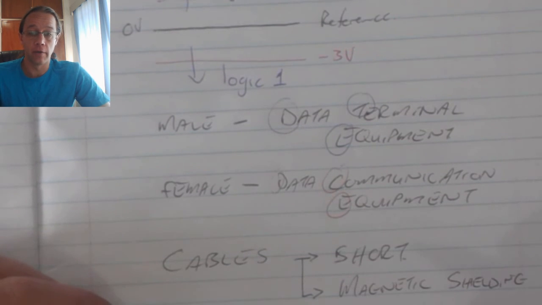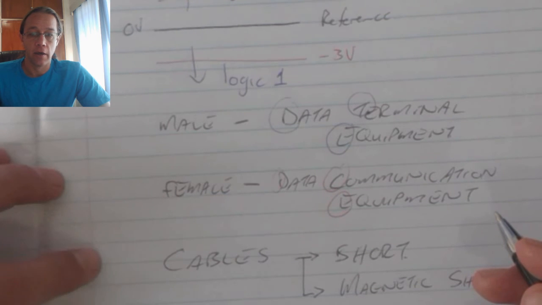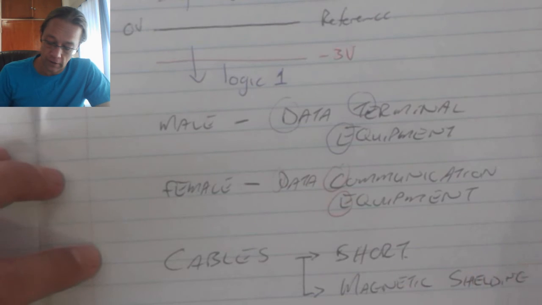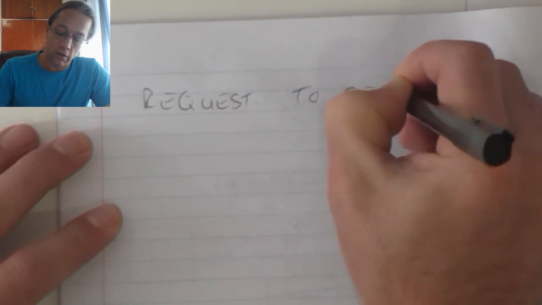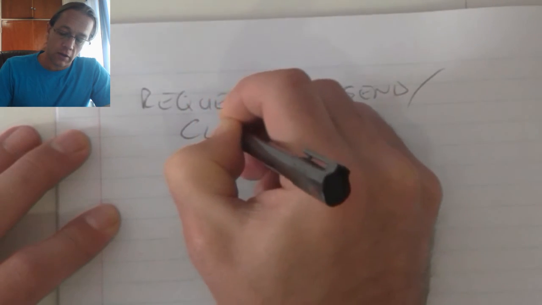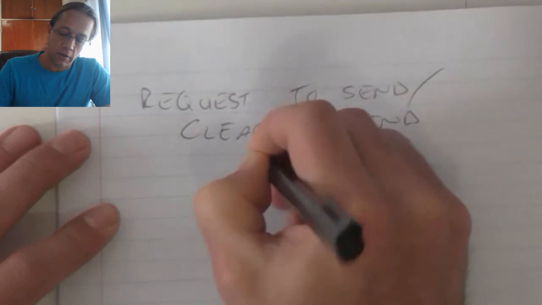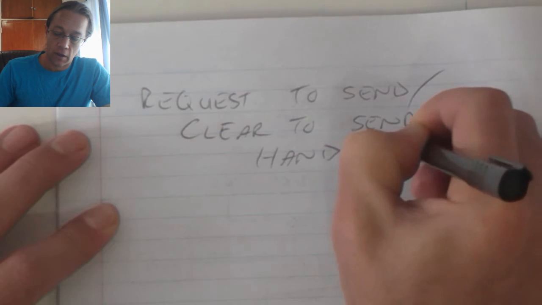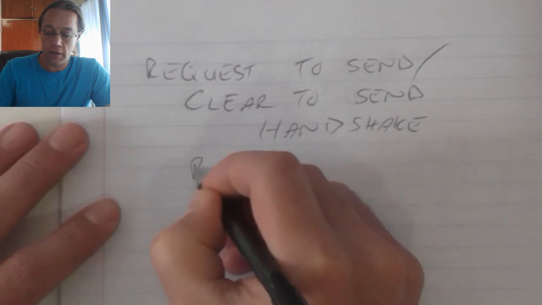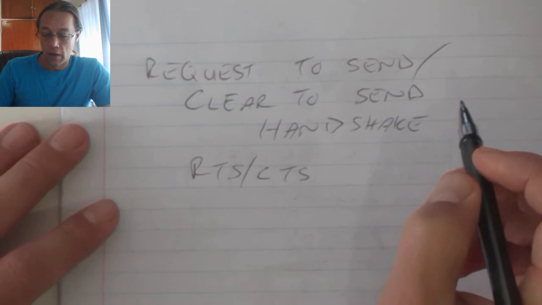The advantage, however, of the RS232 protocol is the request to send, clear to send handshaking. Request to send, clear to send handshake, also called the RTS CTS protocol.